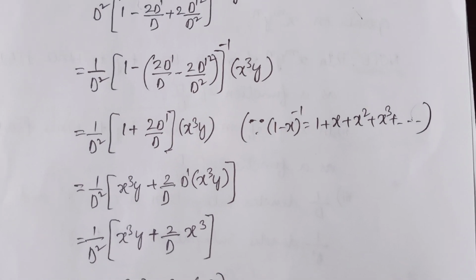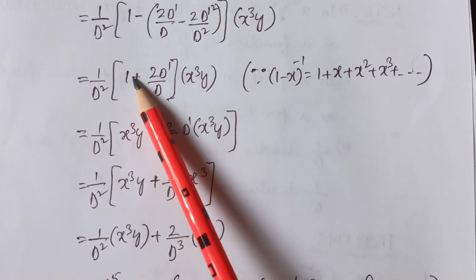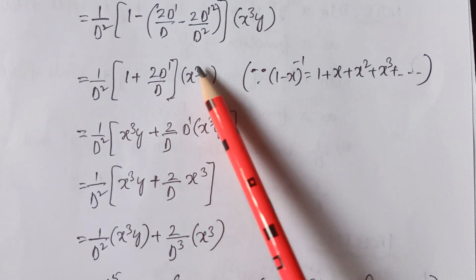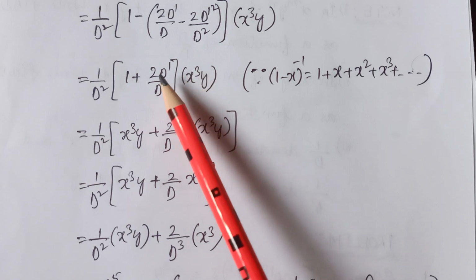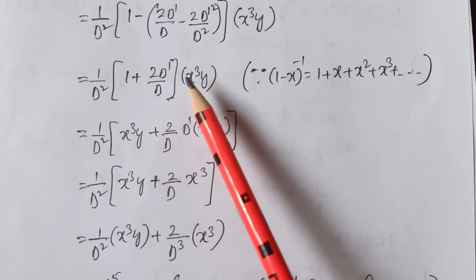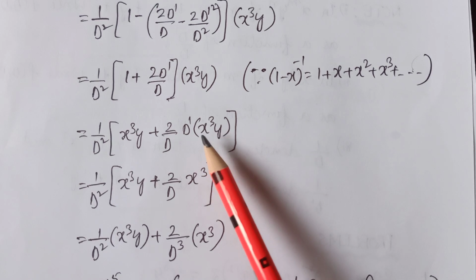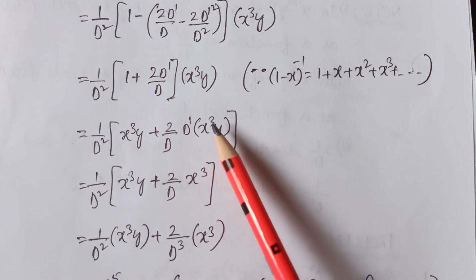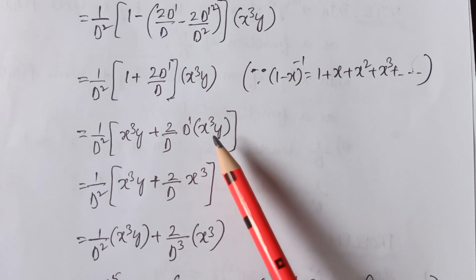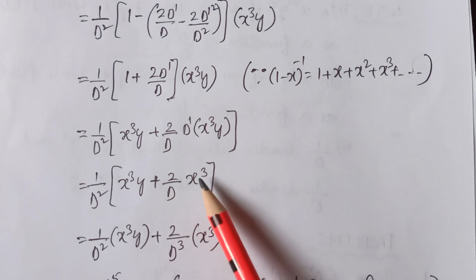Now you can see here, 1 plus 2D dash by D, into 1 by D square, x cube y. Take it inside the bracket: x cube y by D square, and 2 by D cube. First operate the numerator on this function, D dash of x cube y. D dash means dou by dou y, so x cube is a constant, you can take it out. Dou by dou y of y is 1. Now you got 2 by D cube of x cube.